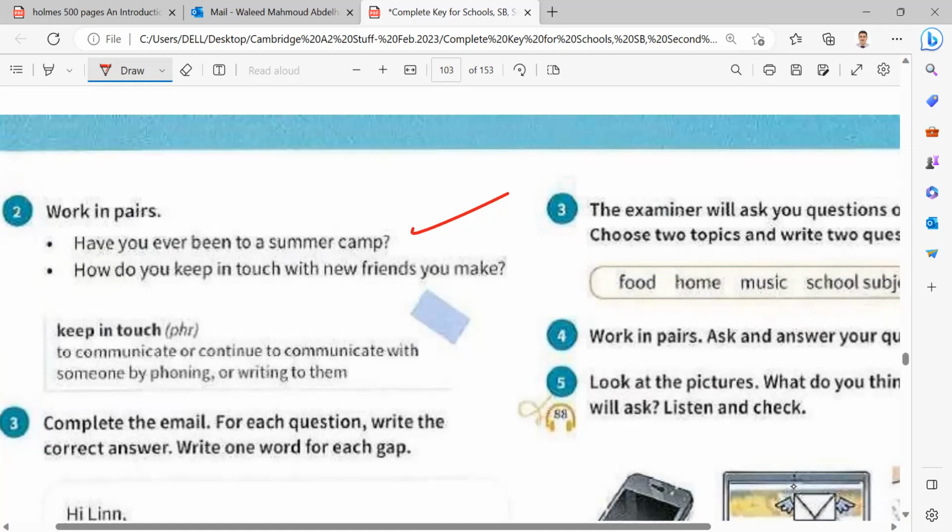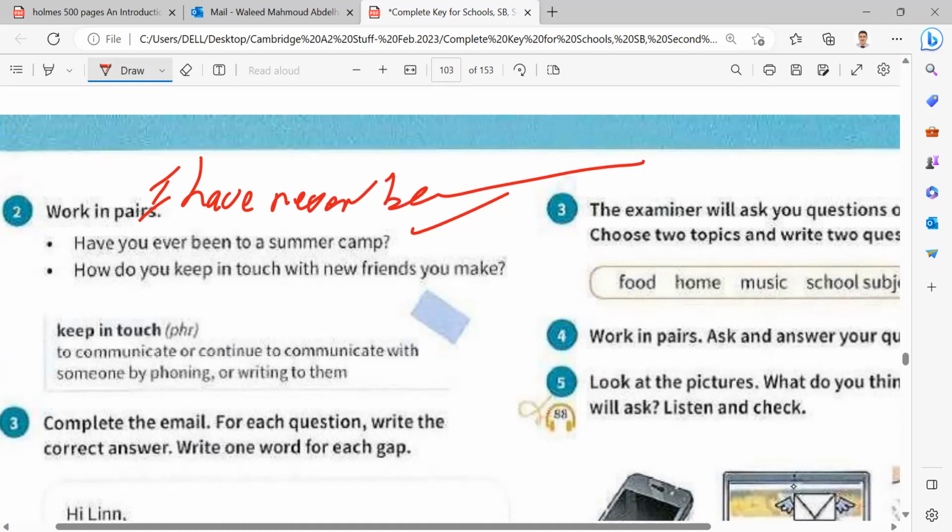I haven't been to summer camp. Okay. Sorry, Sarah, could you repeat, please? I haven't. You haven't been to a summer camp, right? Yes. Or you can say, I have never been to a summer camp.